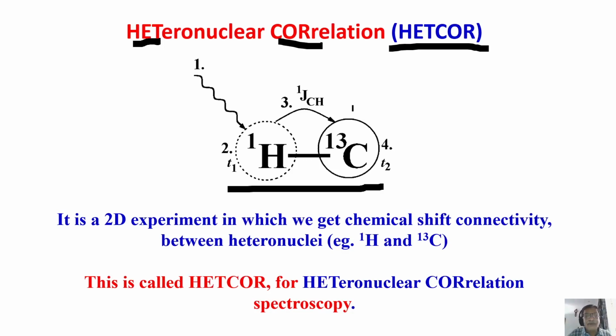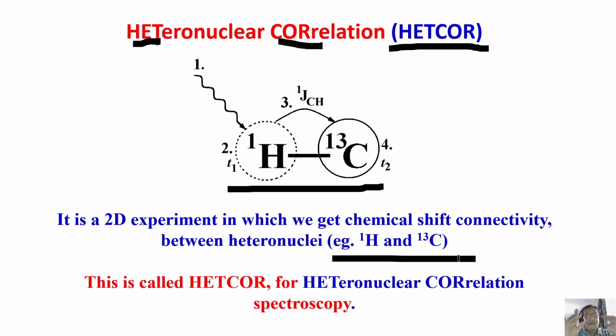Only drawback is it gives correlations to protons attached to carbons. If there are quaternary carbons, non-protonated, you will not be able to see them in this experiment at all. You will see only carbon peaks which are attached to protons. This is called heteronuclear correlation, or HETCOR. Of course, I took the example of proton and carbon. This is not the thing which we have to do all the time.